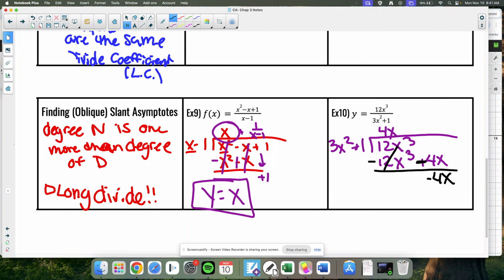Can we make a 3x squared plus 1 into a negative 4x? No, so this negative 4x would be the remainder. Normally we would write it as minus 4x over 3x squared plus 1. But if you're looking for the slant asymptote, your slant asymptote is just the part without the remainder. So what is our slant asymptote going to be? 4x. Slant asymptotes are goofy. It's a super special case. The numerator just needs to be 1 more than the denominator.